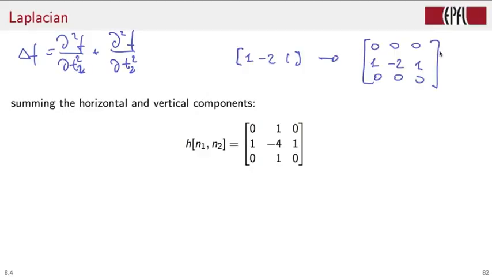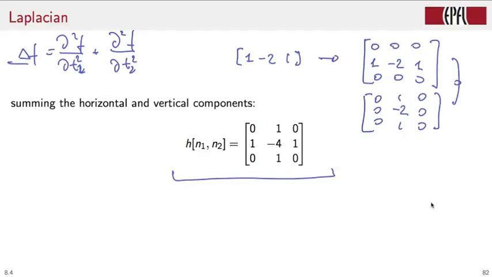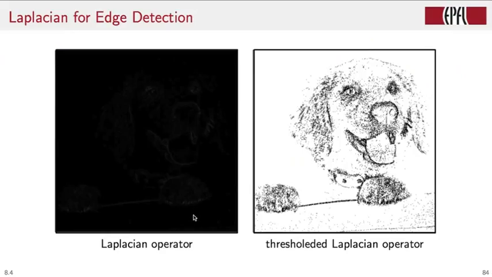The vertical component will be just a transpose of this. And if we sum these two together to obtain the Laplacian, we have a 3×3 FIR approximation to the Laplacian with this impulse response. If we now apply the Laplacian to our usual image, we get an enhancement of the points of discontinuity. To make this more visible, we first threshold the result of the Laplacian operator, and then we reverse the roles of black and white, and this is the image that we get.